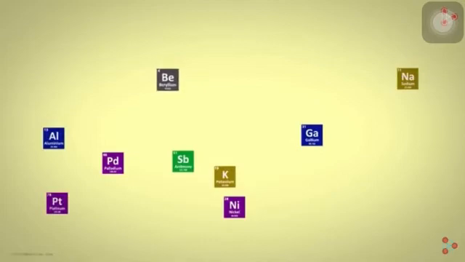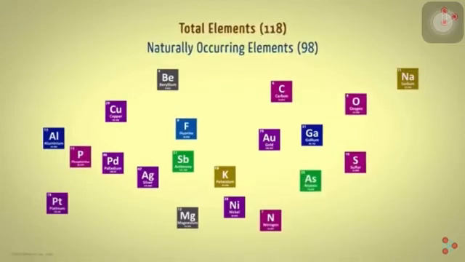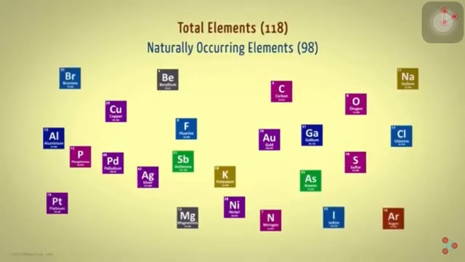Do you know the number of elements that exist? Astonishingly, the number of elements that we find naturally occurring is 98, while the total number of elements known to mankind is 118. So how do we study each element individually for all its properties? Looking at the number of elements that exist, I don't think it would be convenient to pick every element individually and study all the properties, right?